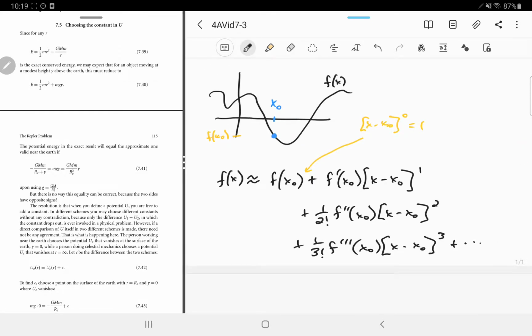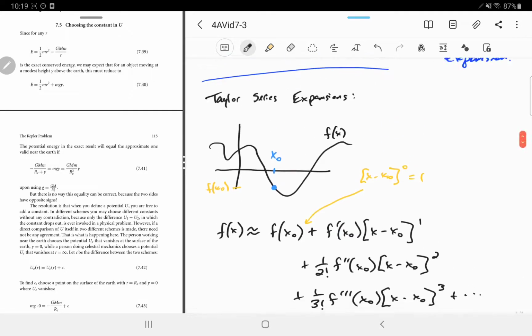So the more terms you include, the better you can approximate the function for points farther and farther away from your point of interest, x naught. Okay, that's the gist of Taylor series expansions.